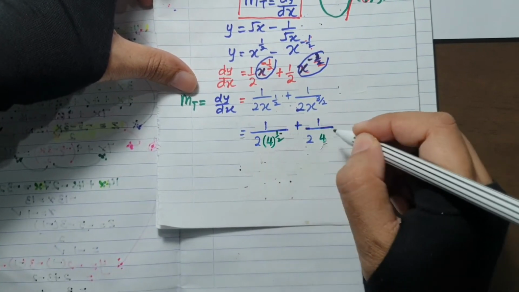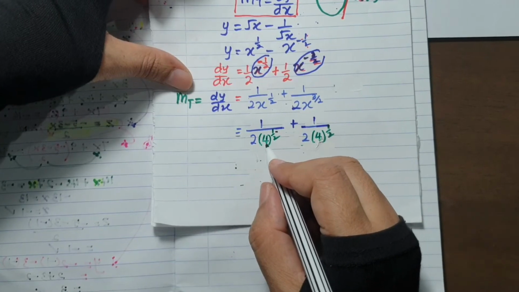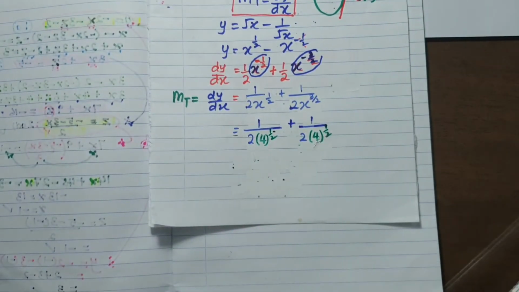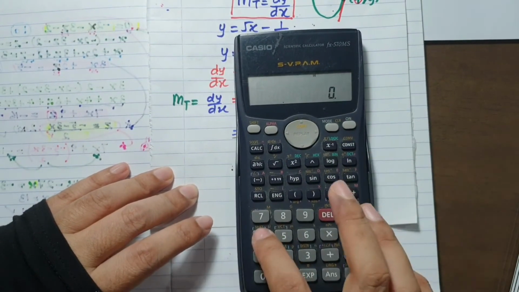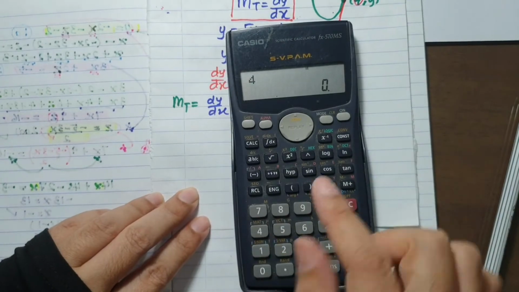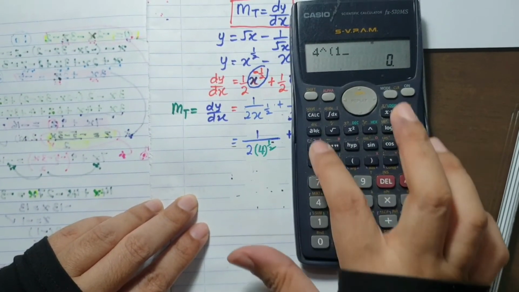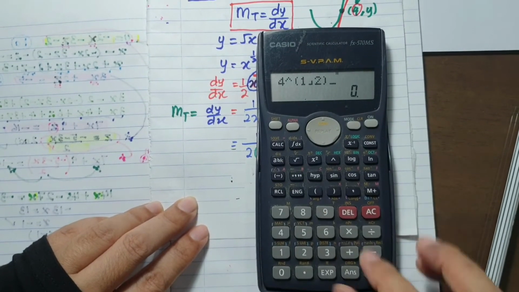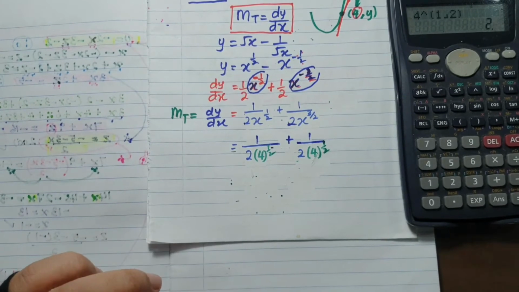Power of half. This one is actually square root 4. Square root 4 is 2. But you can just press the calculator. The condition is that when you press the calculator, because it is a fractional index, you press 4, power of, open bracket. Power of what? 1 over 2. 1 over 2. Close bracket. There, you get 2.